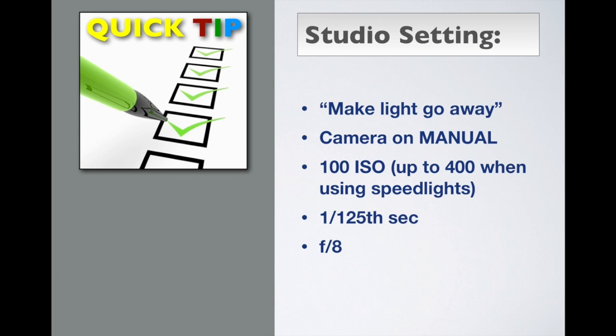And so the first thing you do is you set up your camera to handle studio conditions. What that means mainly is you want the light in the studio, other than the flashes, to go away. You don't want the overhead light to do any work in the picture whatsoever. Only your studio light should show. So to do that you use a fast shutter speed, a small aperture, low ISO. So you go to 100 ISO, although when you're using speed lights you may need to go up to 400.